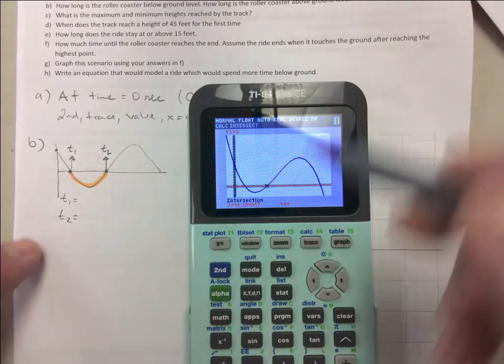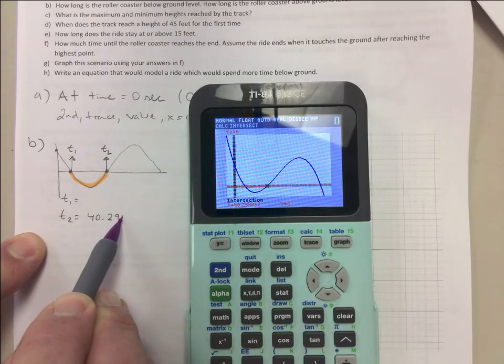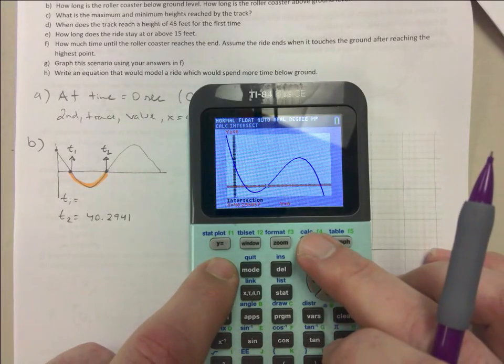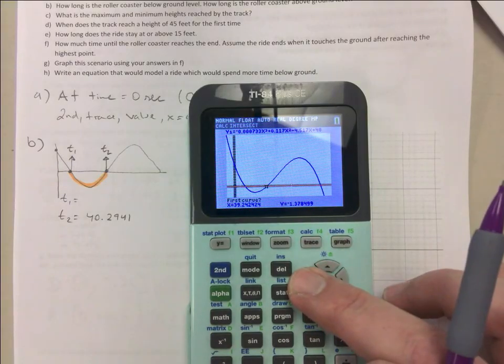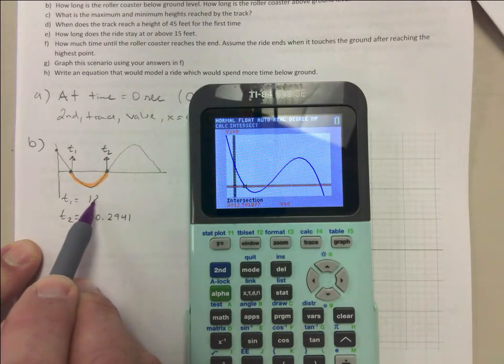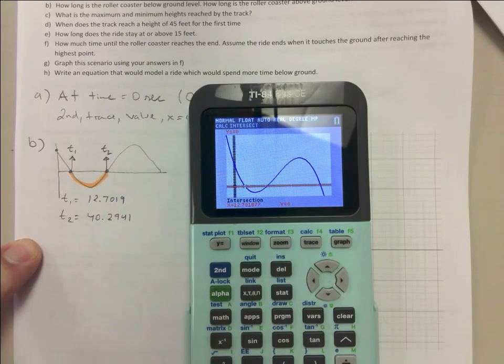And I'll write down 4 decimal places. Why 4? Because it's not the final answer, so I don't want to round too soon. Repeat the whole step again. And then now go closer to that first intersection. That is 12.7019.